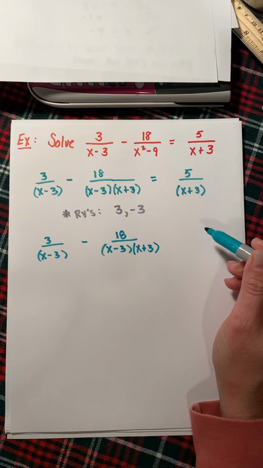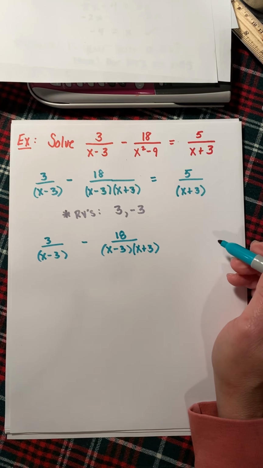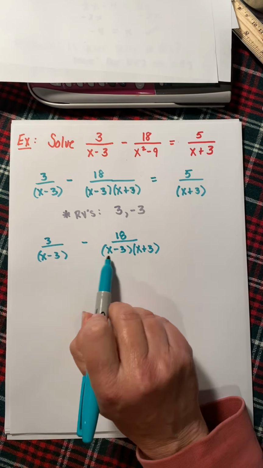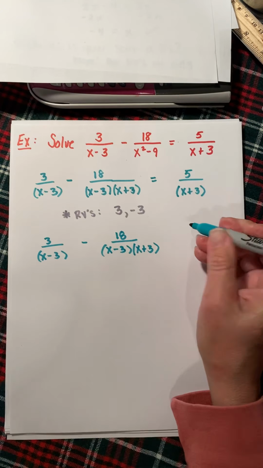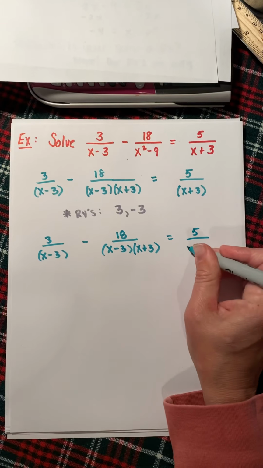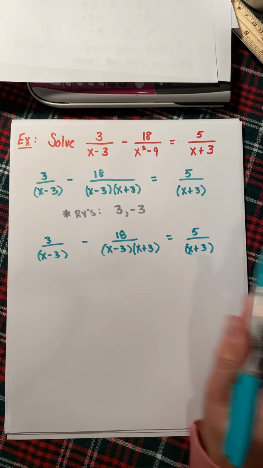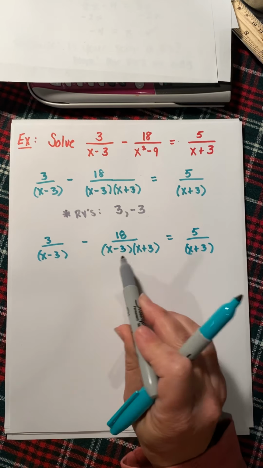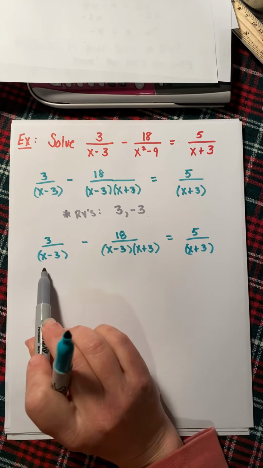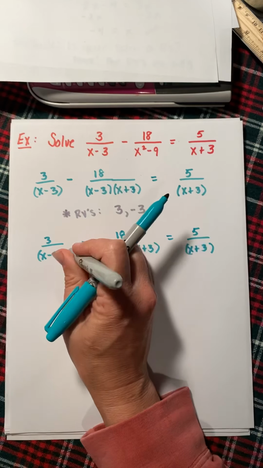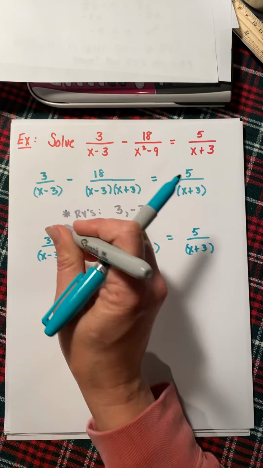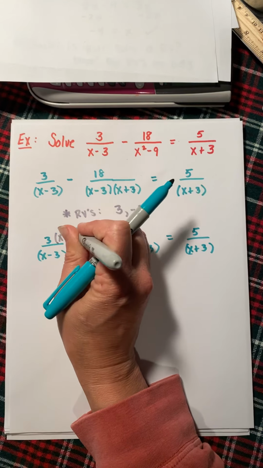All right, so 3 over x minus 3 minus 18 over x minus 3, so they share that. This one doesn't have the x plus 3 though. X plus 3, right? And that one has x plus 3 but doesn't have x minus 3. So notice this has 2 factors. These each have 1. This one has the x minus 3, so this one needs the x plus 3. So let's throw in x plus 3 on the top and the bottom.